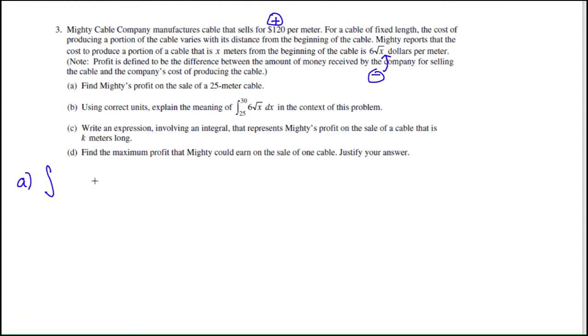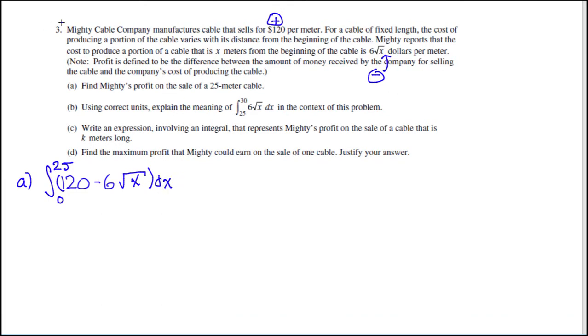So it's going to be 120 per meter, so 120 minus the 6 square root of x. And that's going to be a 25 meter cable, so from where to where? 0 to 25. There it is, 0 to 25. And that's going to be dx.